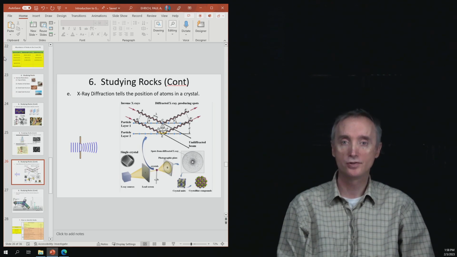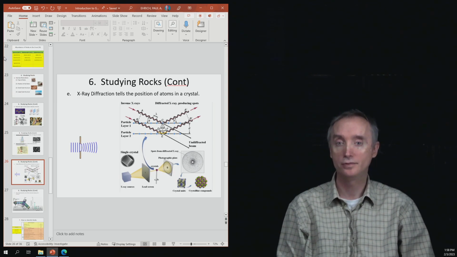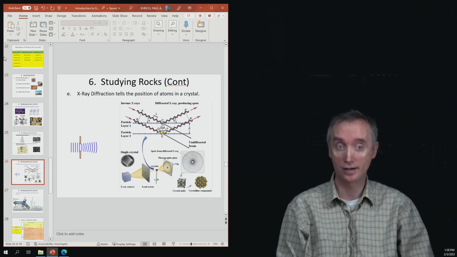So now we want to learn about X-ray diffraction. In order to do that, we're going to know what is diffraction.